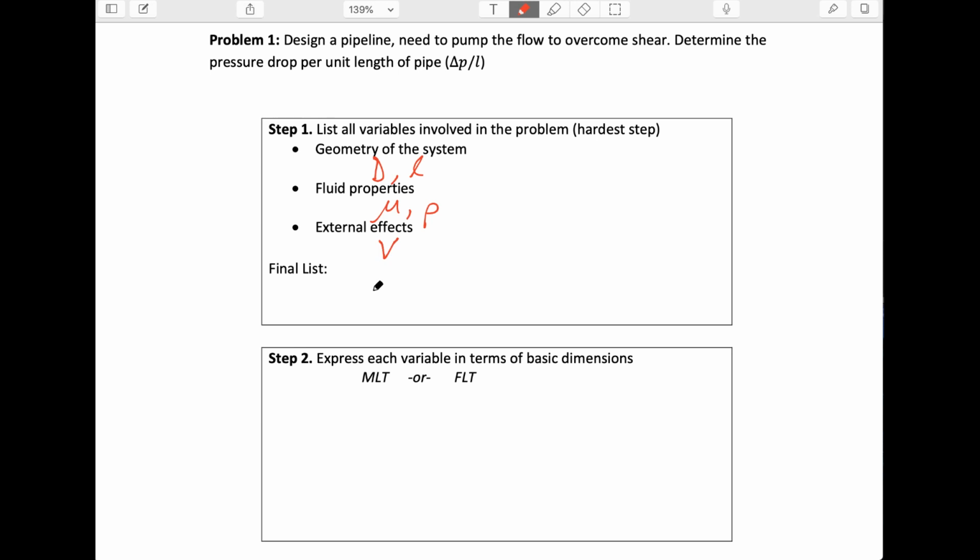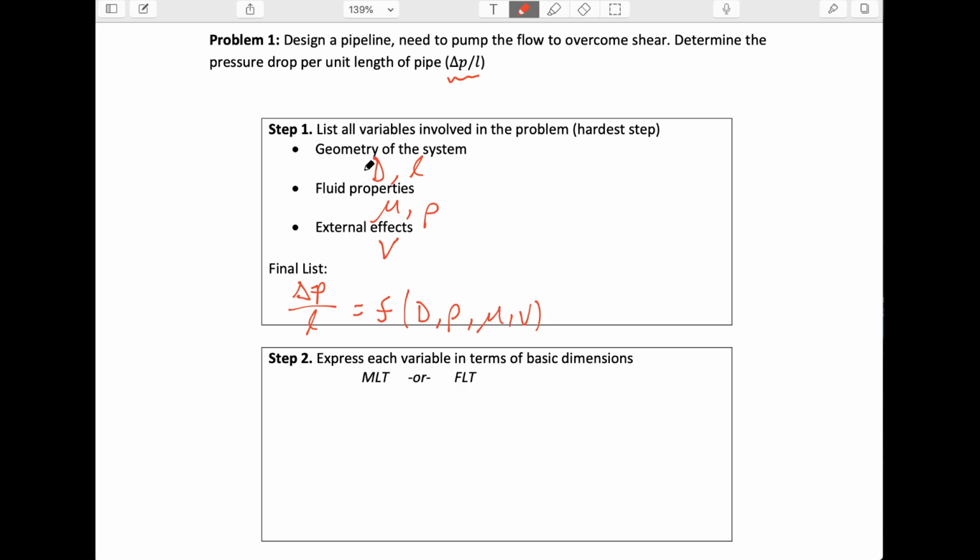And so let's write these now as a final list, and because I said we're interested in the pipe per unit length, we're going to combine a couple of these things. So we're going to have delta P over L, and we're going to write this as a function of diameter, density, viscosity, and velocity. Okay, that's step one.